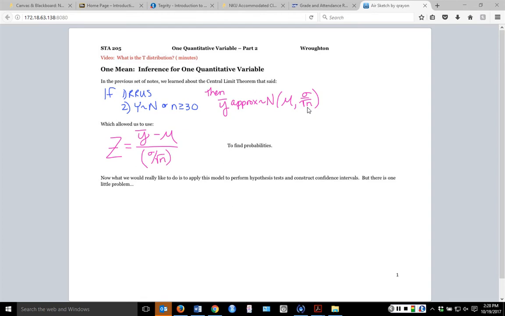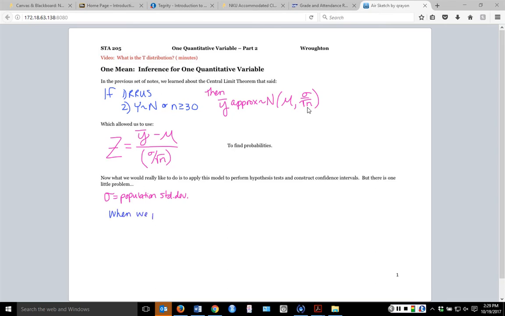But again, our main goal here is leading into hypothesis testing, leading into confidence intervals. There's a problem with what we were doing, and what this problem really is, is sigma. So first, just remembering what sigma actually is, right? This is our population standard deviation. So why is this such a problem? So let's go through first the idea of a hypothesis test.